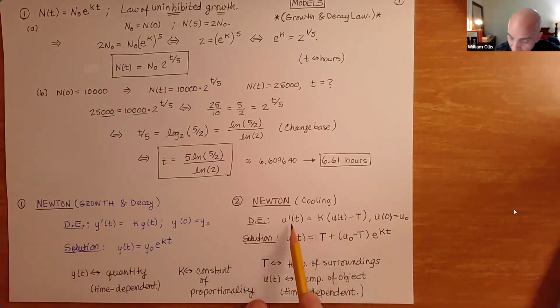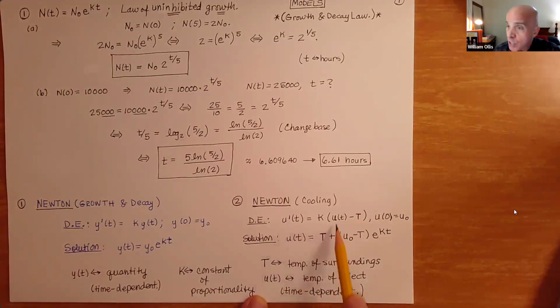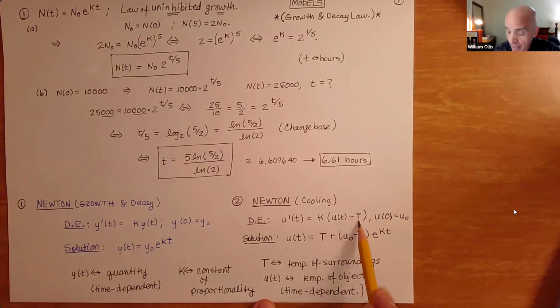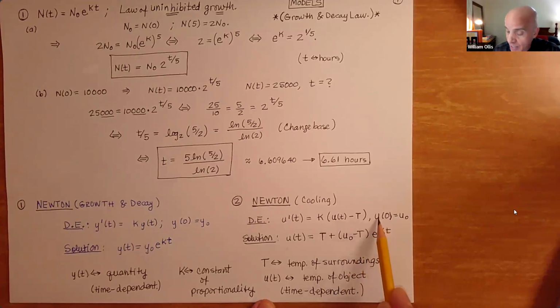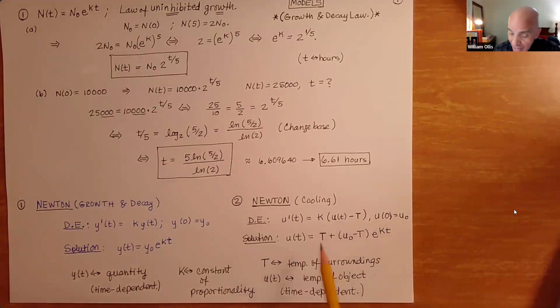Here we have the time-dependent rate of change: the instantaneous rate of change of the object temperature is proportional to the difference between the object temperature and that of the surroundings. When the initial temperature is represented as U sub 0, the solution curve is not at all a surprise. It is equal to the surrounding temperature plus an exponential term, multiplied by the constant: the initial temperature minus the temperature of the surroundings.